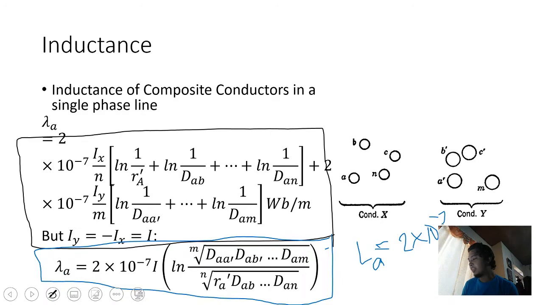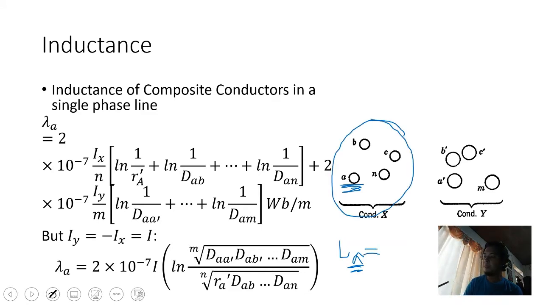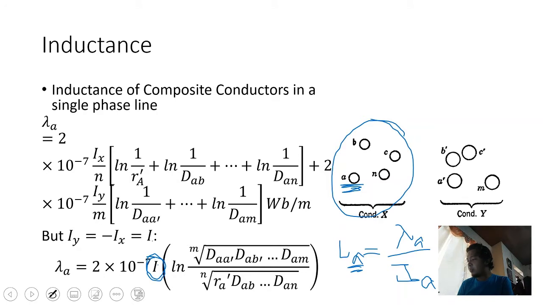I think you get the idea that LA, take note, this is just LA. This is just this L. Hindi pa siya yung buong conductor. Okay? Is equal to flux A over I. Take note, so you don't just cancel this. Okay?